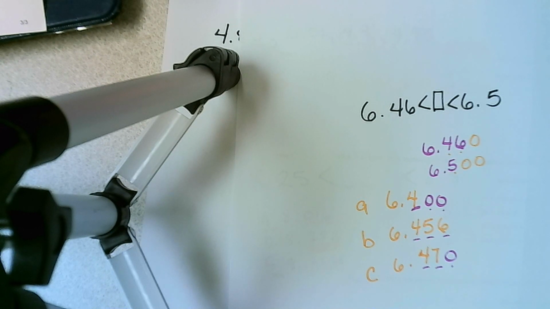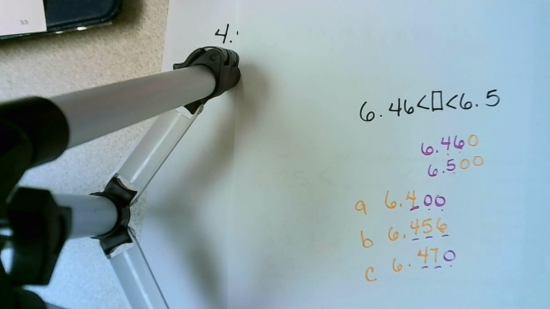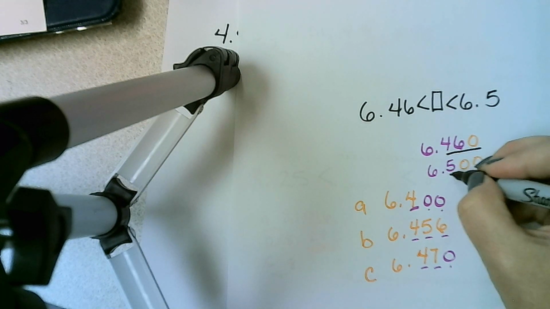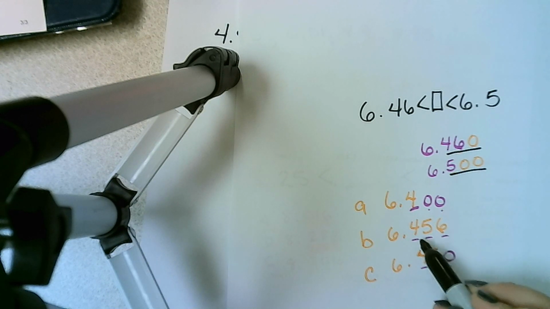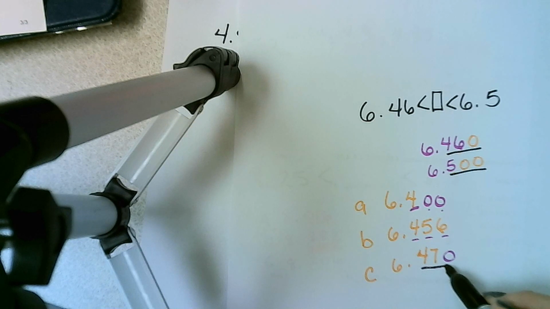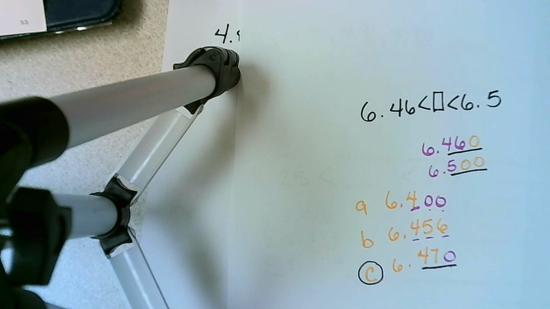Now they all have 3 places, and I'm looking for something that will fall between 460 and 500. Well, 400 is less, 456 is less, 470 does fall between, so my answer is C. All right, so there's your last example of the day. Good luck on your work.